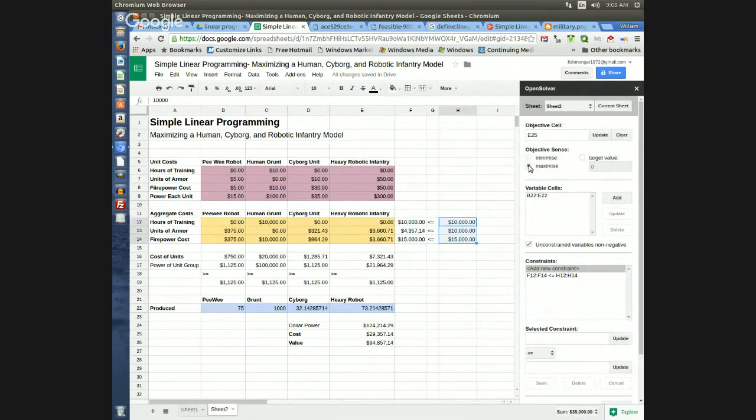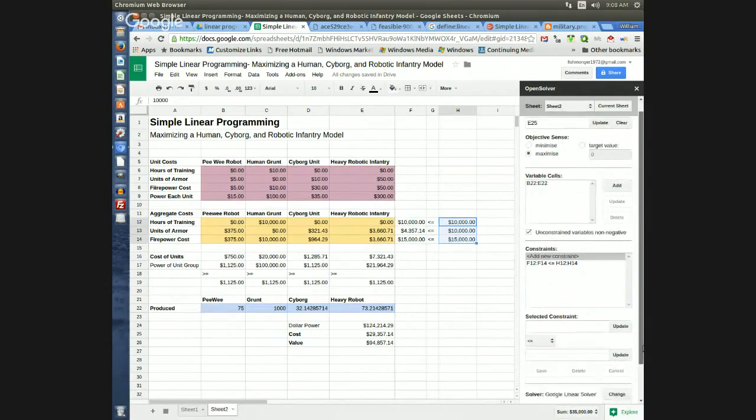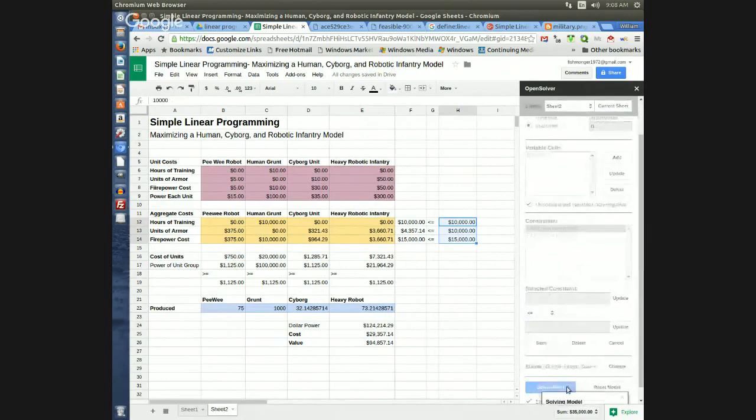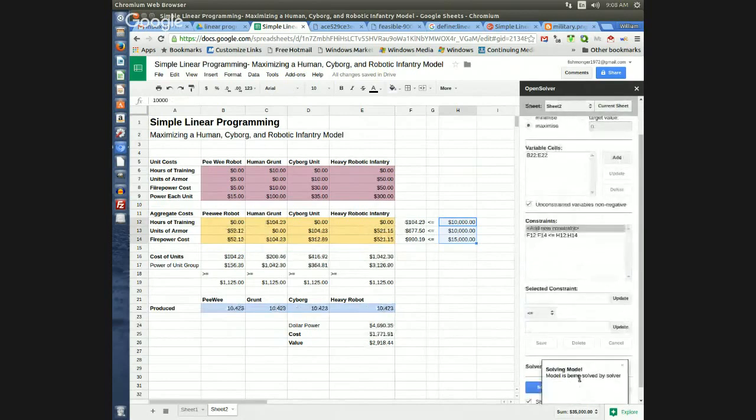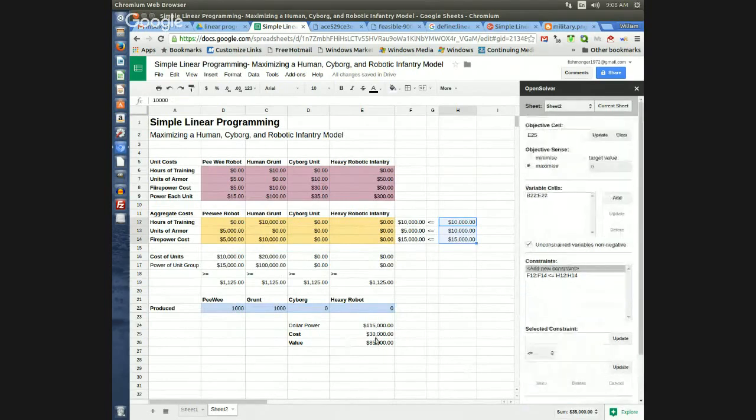And so we're going to minimize this, right? Oh, no, I'm sorry, maximize it because we want to get as close to these numbers as possible: 10,000, 10,000, 15,000. And so that's one way we can use this model. So let's solve the model. So looking at the E25, which is cost, the most you can do is, it shows you here, you can get 1,000 PBs and 1,000 grunts, and you're coming as close as possible to your limits over here.